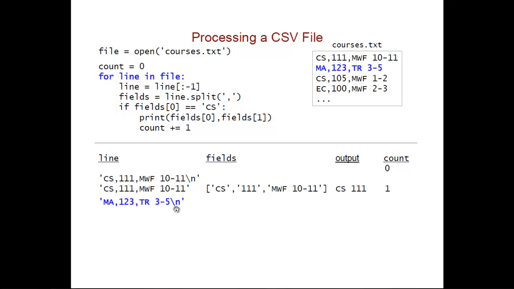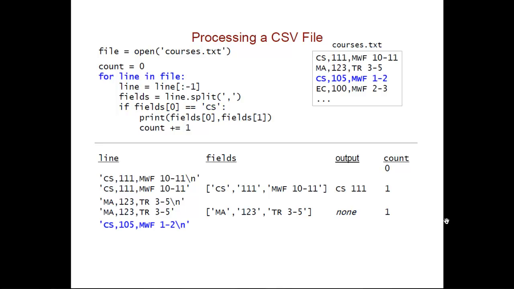It still has the new line at the end, but we take care of that with a slice. We then split it to get the individual fields. We check if field 0 is equal to CS, but it's not in this case, and so we don't print anything and the counter doesn't get incremented.